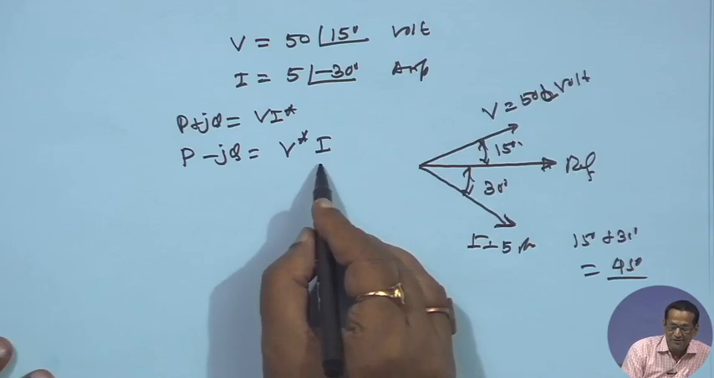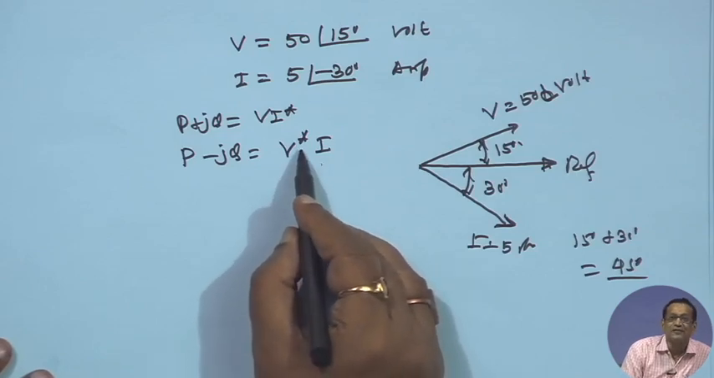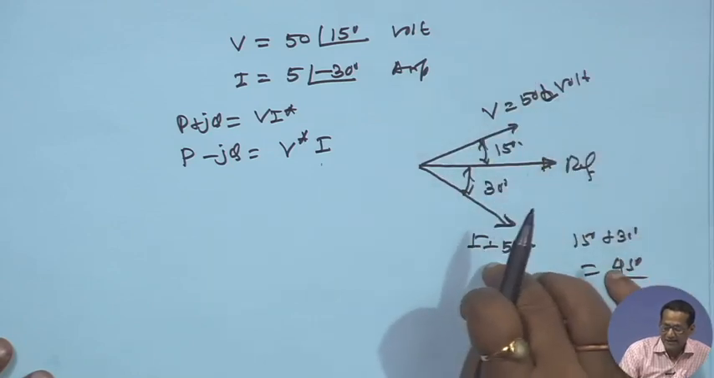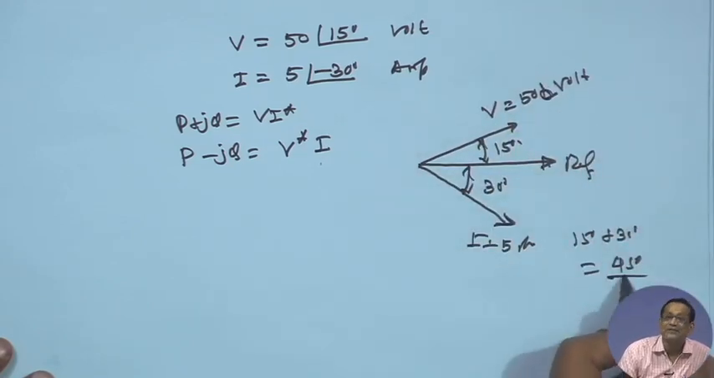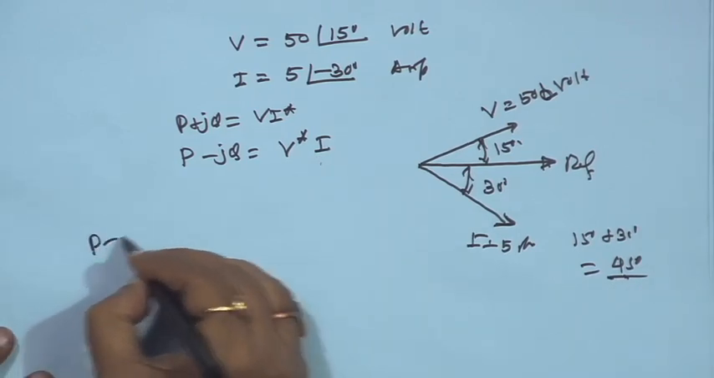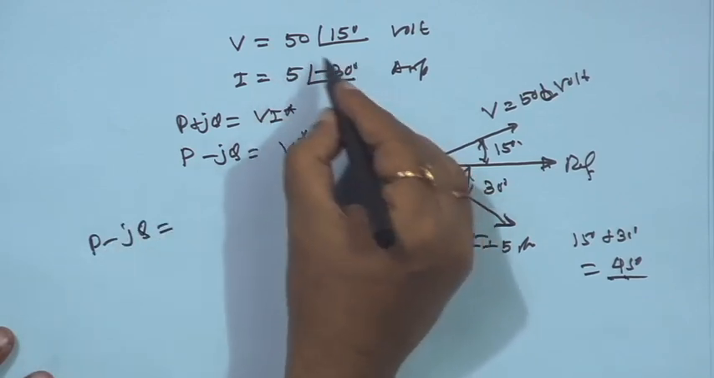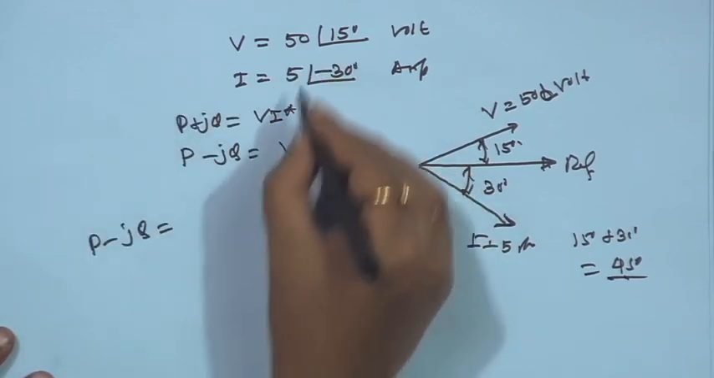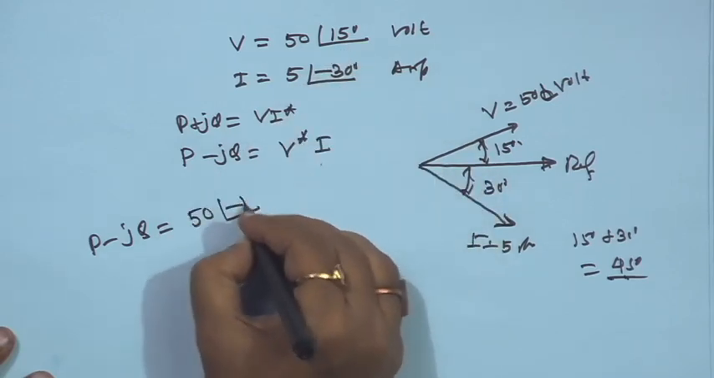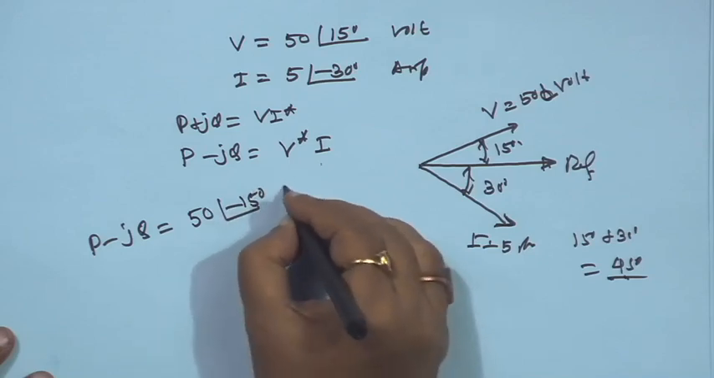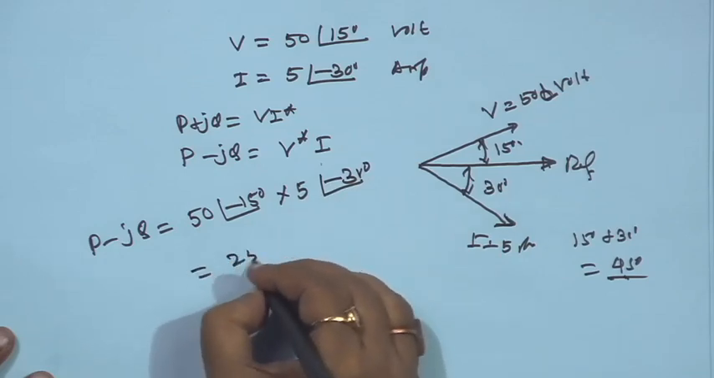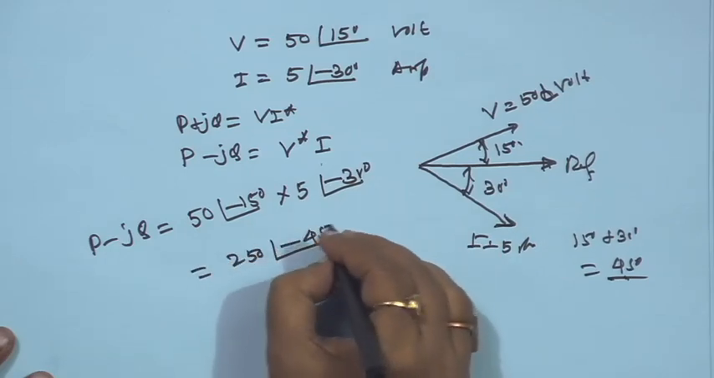So, P minus jQ is equal to V conjugate I. This conjugate is actually to capture the power factor, the angle between voltage and current, that is the power factor angle. So, that is why P minus jQ is equal to V conjugate I. Here V is given as 50 angle 15 degree, so its conjugate will be 50 angle minus 15 degree, into 5 angle minus 30 degree, which is equal to 250 angle minus 45 degree.